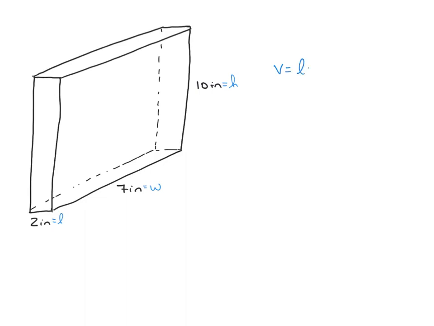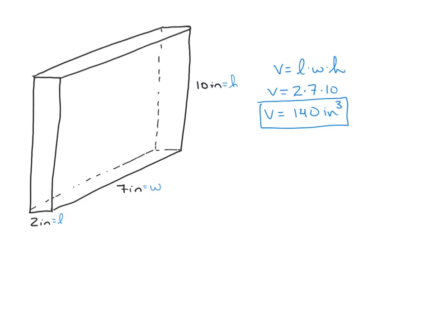Here's our formula again. L times W times H. If we plug in, we get V equals 2 times 7 times 10. All right, go ahead, multiply this together, and we get 140. We include our correct units, which is inches cubed. So there is our volume.